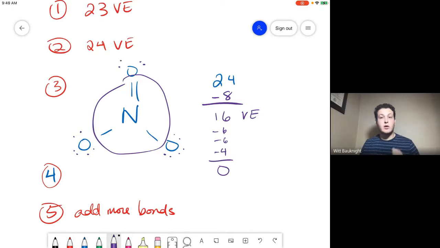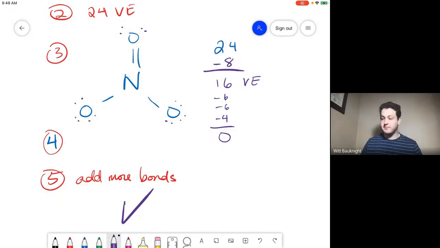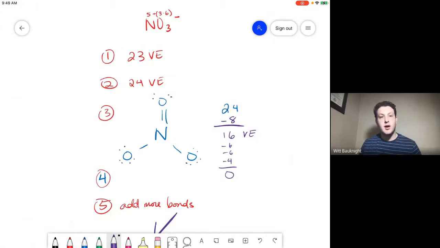And is my nitrogen already happy? Yes. It has 4 covalent bonds, 8 electrons. Everything has a happy octet. So now we are done. That is what happens when we need to add more bonds.